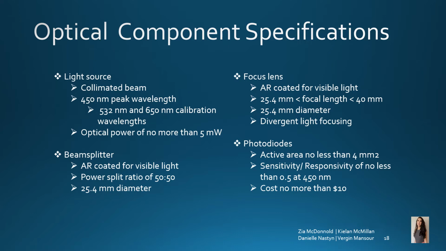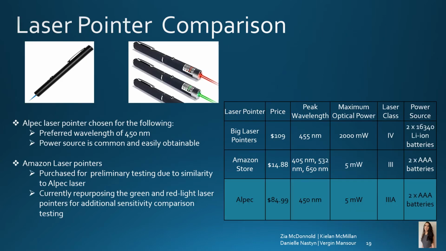Next, I'll go through some optical component comparisons. The Alpac laser pointer displayed on the left-hand picture was chosen for matching one of the specified wavelengths of 450 nanometers, which is the wavelength chlorophyll A absorbs the most. The power source is a simple pair of AAA batteries, which makes powering it from a circuit easy. And lastly, the max power is 5 milliwatts. In comparison to the big laser pointer brand, with a maximum optical power of 2,000 milliwatts, costing around $20 more and requiring 2 lithium-ion batteries, the Alpac laser pointer was an obvious choice.